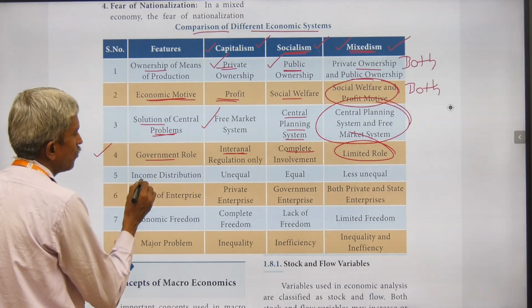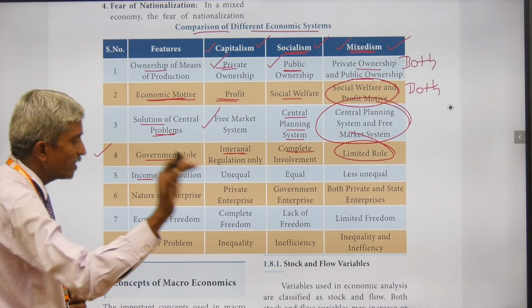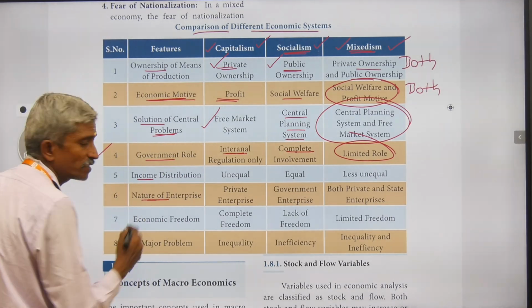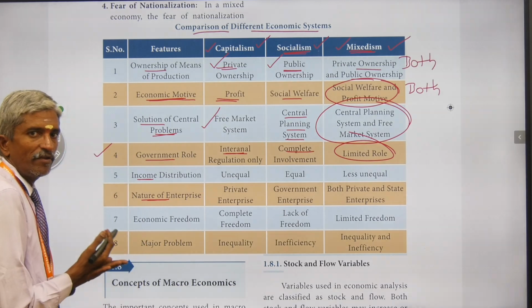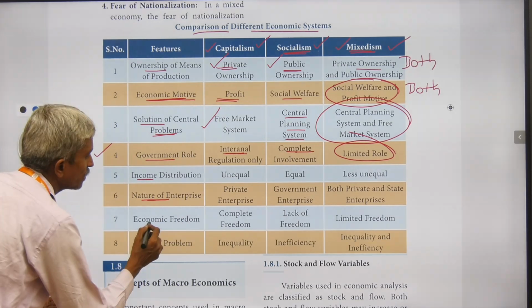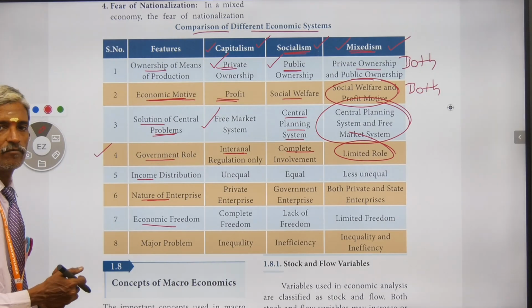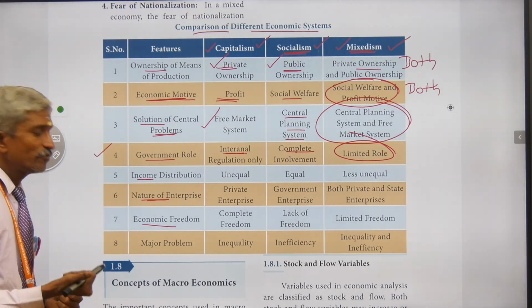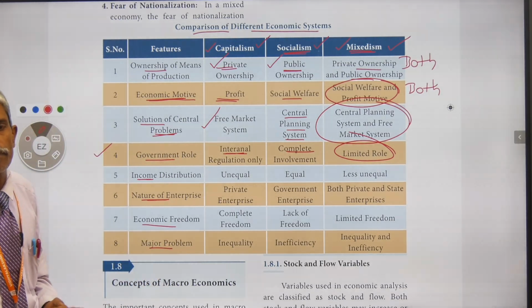After the role played by the government, automatically it refers to income. The income makes us the enterprise, the way we are going to approach the society. Next, number 7, the freedom. What are all the facilities we are enjoying? Then the final one is the major problem.